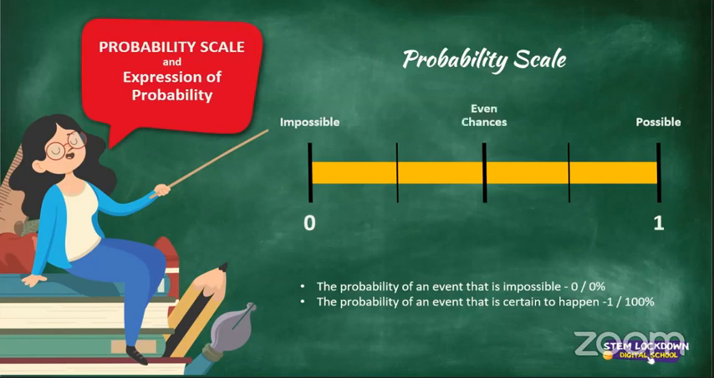Now also in the middle, we would have an even chance of either outcome happening, so either impossible or possible. And then we can break up the probability scale in smaller sections, but for the example today, we'll only use 1 on 4 and 3 on 4. So if we look at this, what would the percentage be of 1 on 4? Anybody?